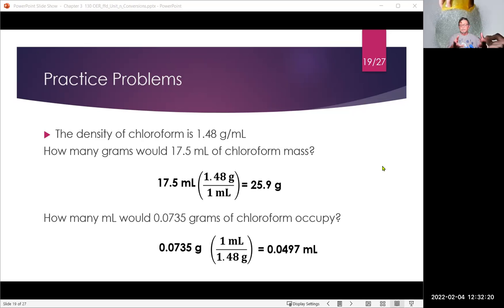So these are 3 examples of how to do density calculations. One, the direct method: you give them the mass, you give them the volume, and calculate the density. Second, given the density of whatever material, you can calculate either the volume or the mass of that material.